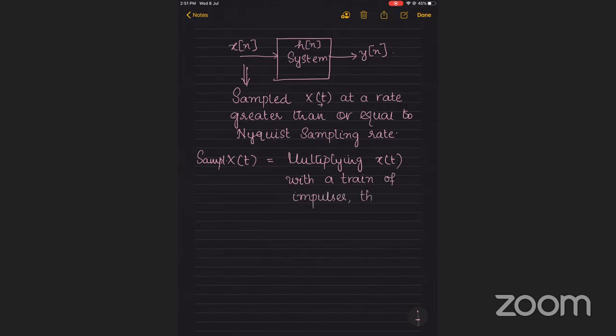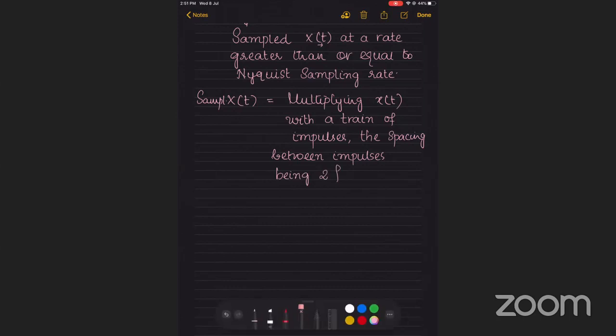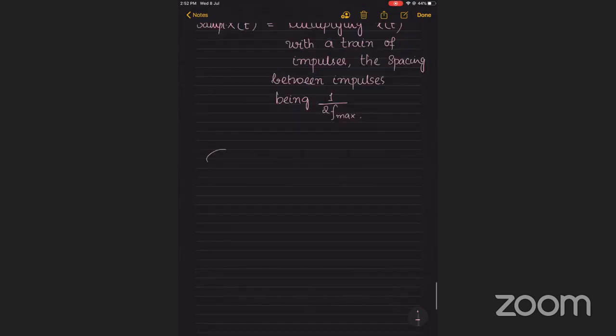the spacing between these impulses being 1 by 2 times F max. Okay, you're going to look at 1 by 2 times F max. That is the time interval between successive impulses. That means what? Suppose I have a signal like this.